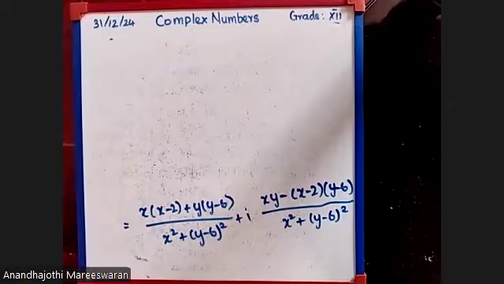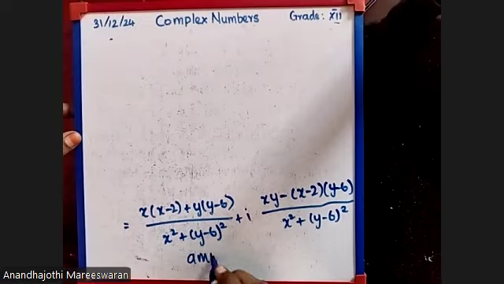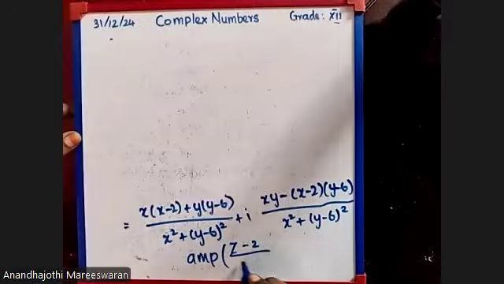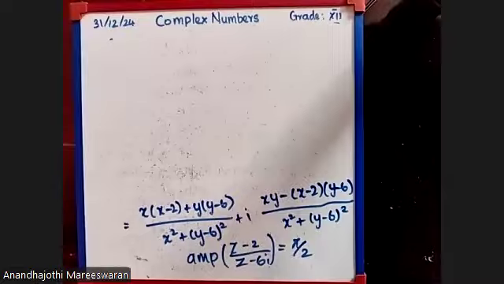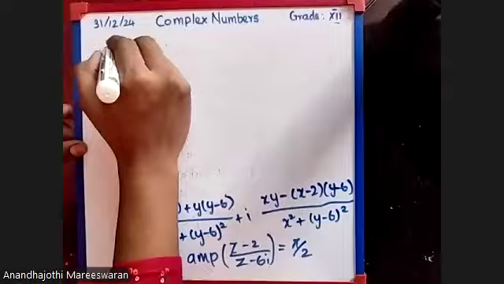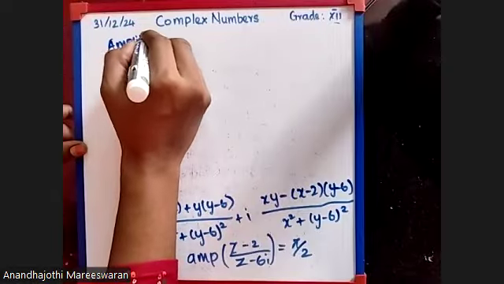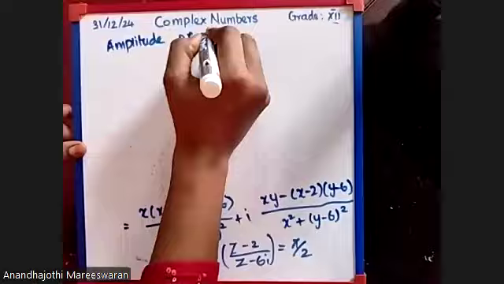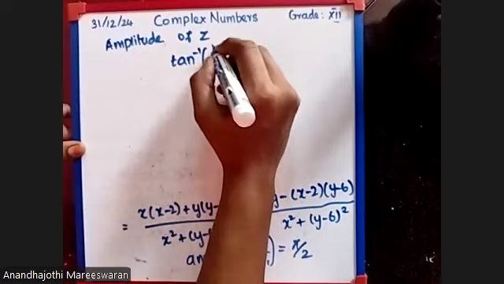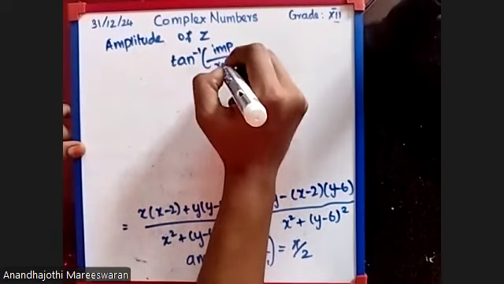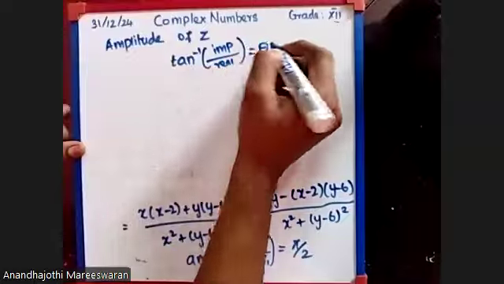Okay, fine. So, what is given in the question? In the question, it's given that the amplitude of (z minus 2) divided by (z minus 6i) equals pi by 2. So, what is the formula for amplitude? Amplitude of z, where z is a complex number, will be tan inverse of imaginary part divided by real part, equals theta.